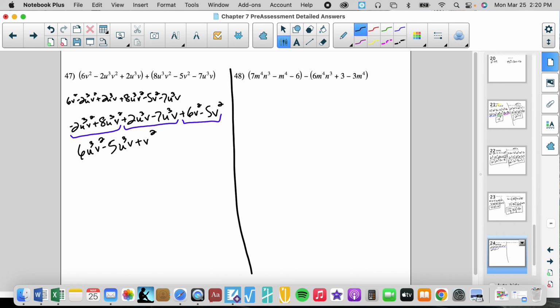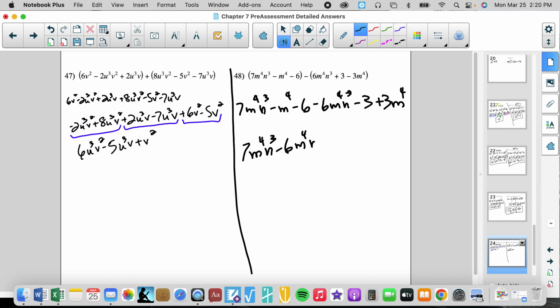Almost done. Now we got subtraction, so 7m to the fourth n to the third, minus m to the fourth, minus 6. Now we're going to change all the signs: 6m to the fourth n to the third, minus 3, plus 3m to the fourth. Let's put it in order. 7m to the fourth n to the third, minus 6m to the fourth n to the third, minus m to the fourth plus 3m to the fourth minus 6 minus 3.